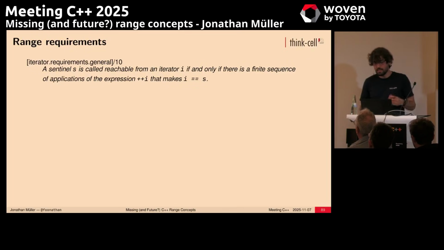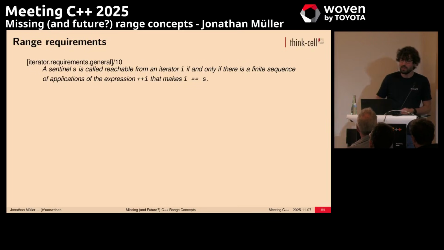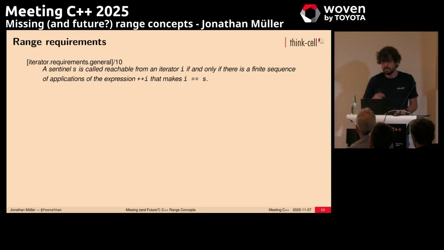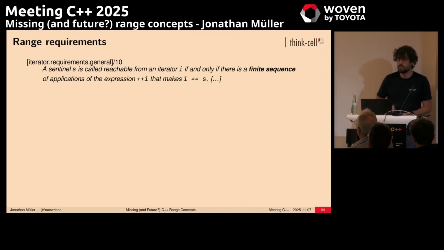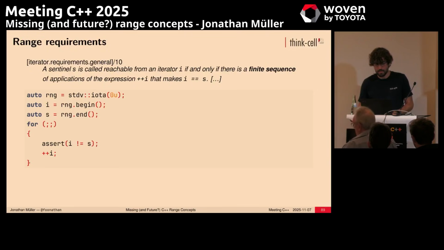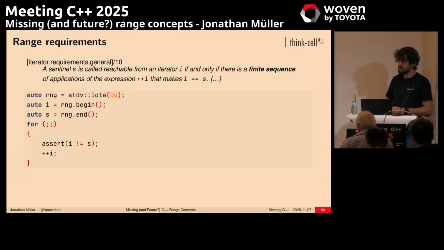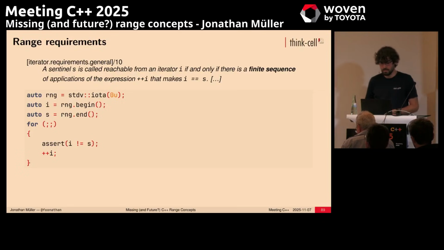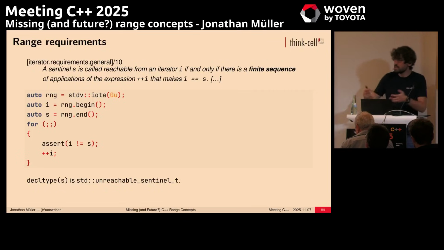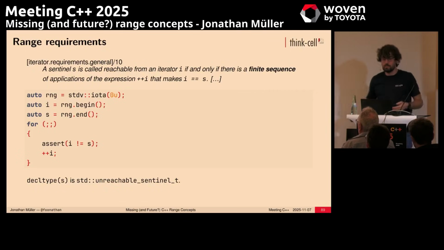A sentinel, s, is called reachable from an iterator I if and only if there's a finite sequence of applications of the expression ++I that makes I equal s. A finite sequence of applications. Iota is unbounded. We can do it an infinite number of times, and we will never reach the sentinel. And so, naturally, the sentinel is called unreachable sentinel, because it is never reachable.